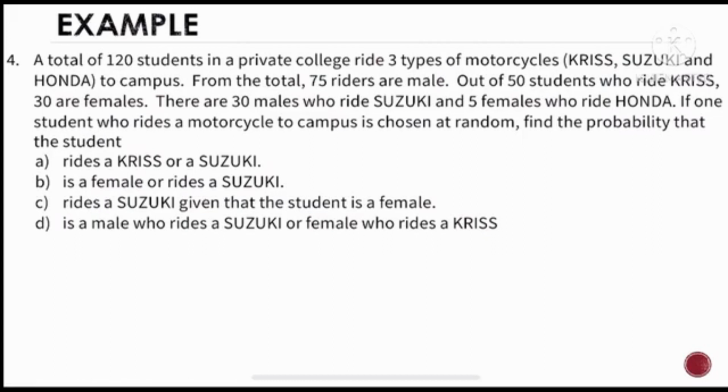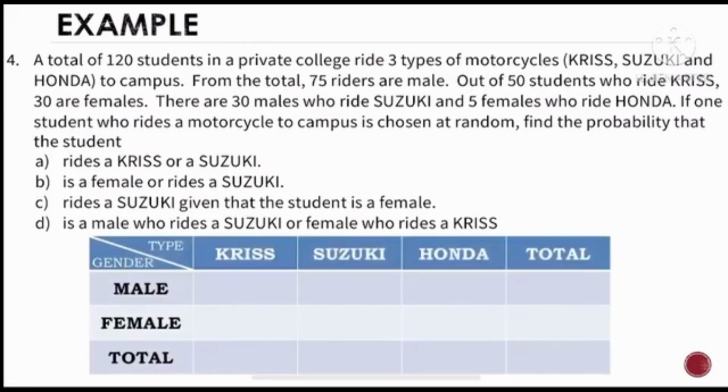When it involves 2 variables like this, it is easier if we use a contingency table to represent the information given. A total of 120 students is the number of the sample space, written at the bottom right. 75 riders are male, so the total male equals 75. 50 students ride Chris. That means the total for Chris is 50.